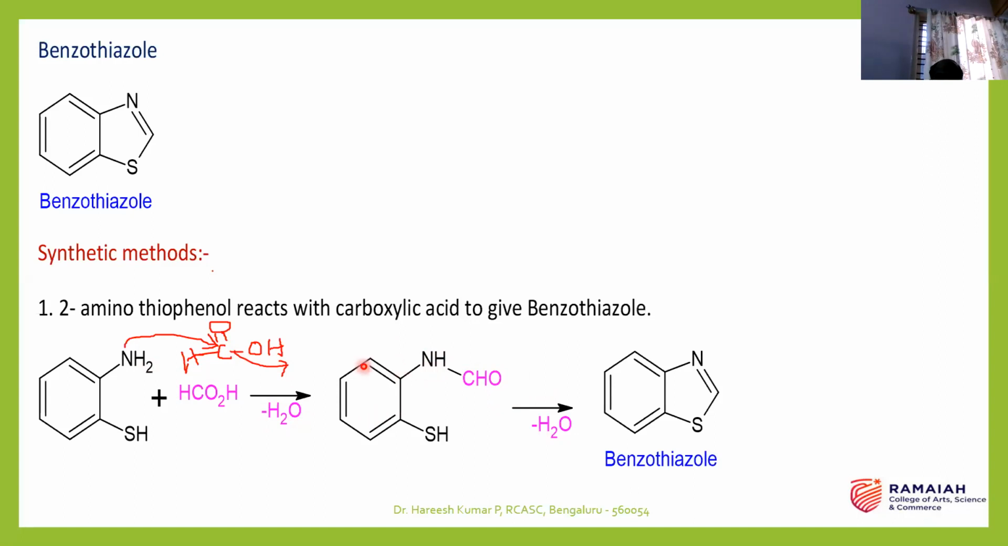N-formyl aminophenol mercaptal. So on heating, just by heating, what will happen? There will be a new bond formation between the sulfur and the carbon. Similarly, there will be a new double bond formation between the nitrogen and carbon. So there will be a removal of water, dehydration. So the obtained one is called benzothiazole. So with this, I will go to the next slide.